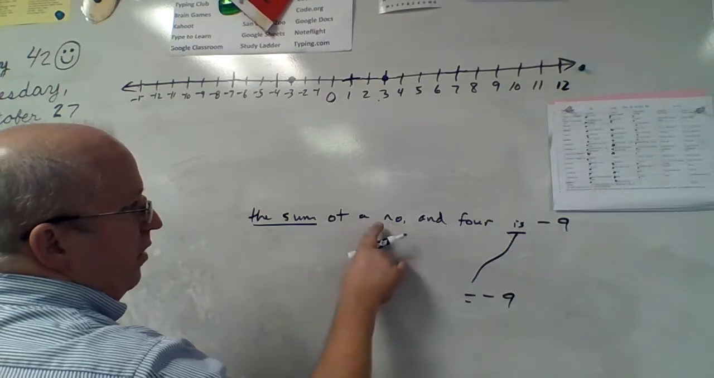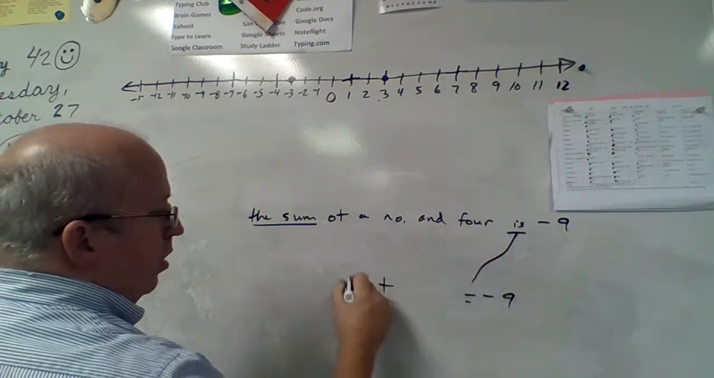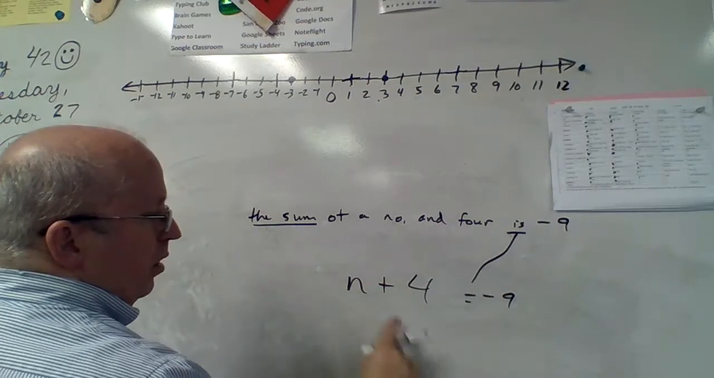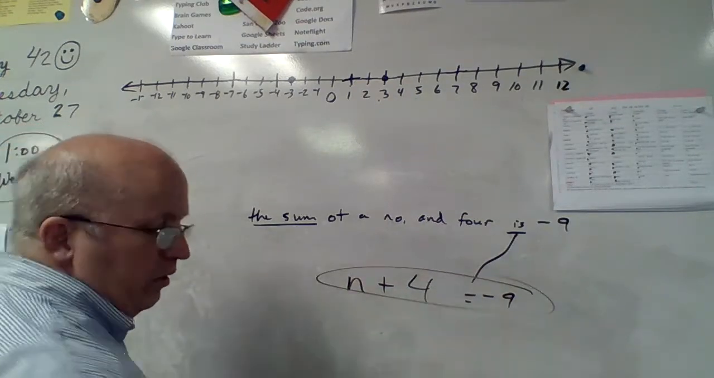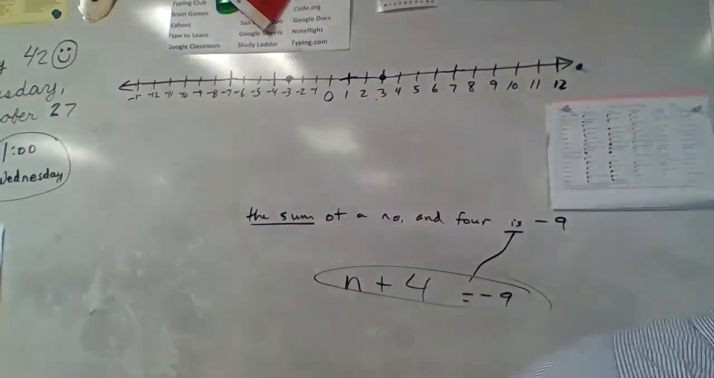The sum of what? The sum of a number and 4. A number and 4. The sum of a number and 4 is negative 9. Bingo. There's the answer.